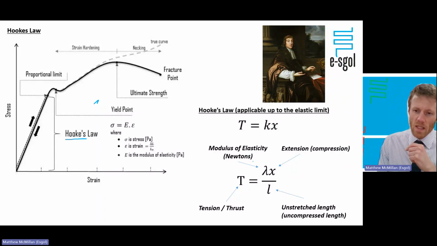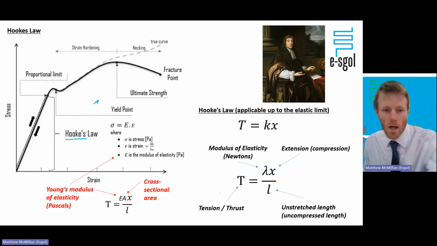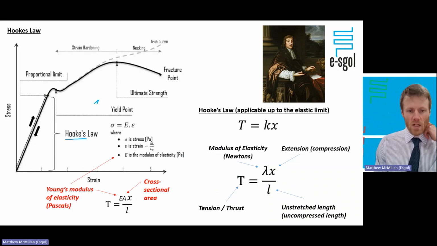The modulus of elasticity has a unit of newtons, and we times that by the extension, divided by the unstretched length, and that gives us either the tension or the thrust, depending on whether we have an extension or a compression. If you study this a little bit more, they take this further, and the modulus of elasticity is multiplied by the cross-sectional area of whatever you're dealing with. So we take it to a certain level in further maths. If you do a degree, you'll probably go a little bit further.